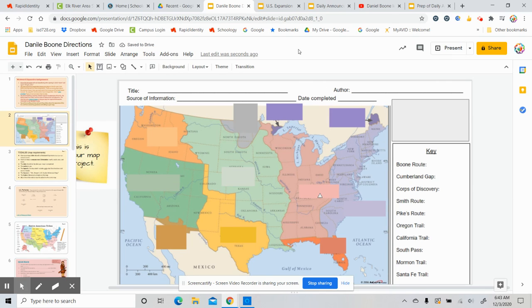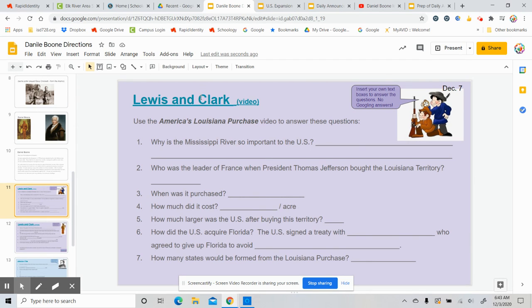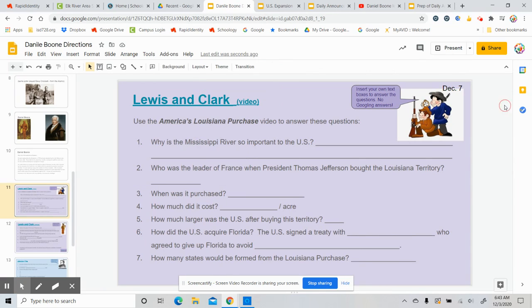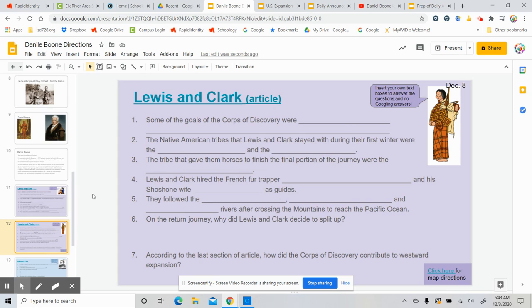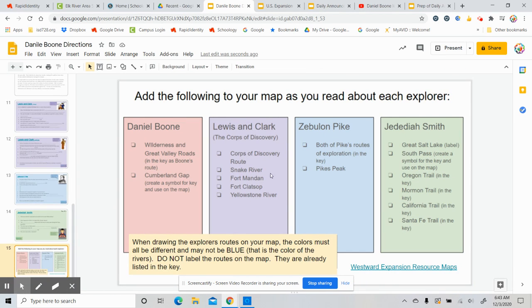To get ahead of the game for tomorrow, you're going to be doing Lewis and Clark, and there's a video to watch, which is also linked to this thing here. Lewis and Clark, linked to the title. You're going to answer some questions. There's an article that goes with it too, but Lewis and Clark, we are still working on them next week. But if you feel like I'm so ready to map more stuff, you need the Core of Discovery route. You need the Snake River, the Yellowstone River, and 2 forts that they built.